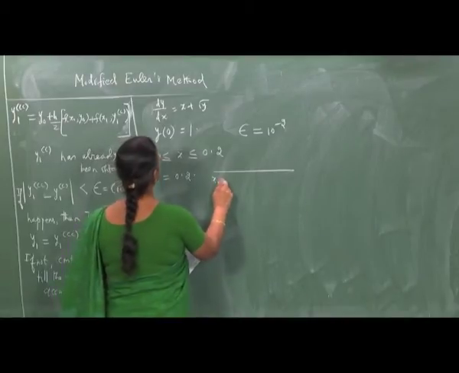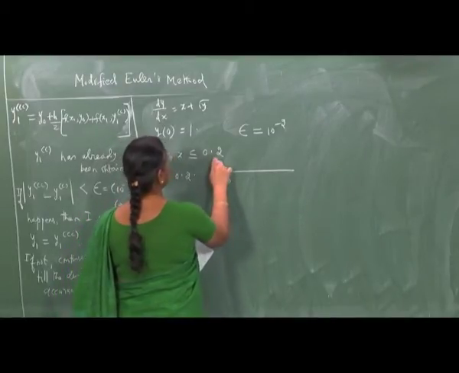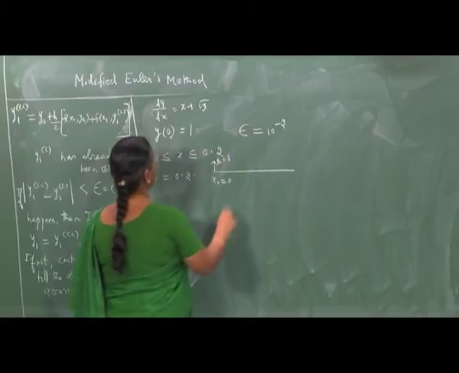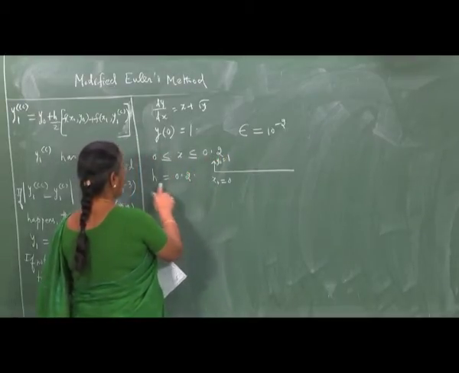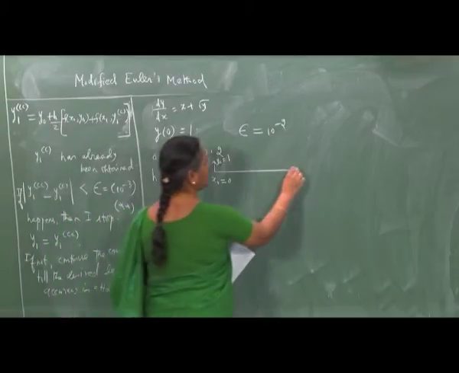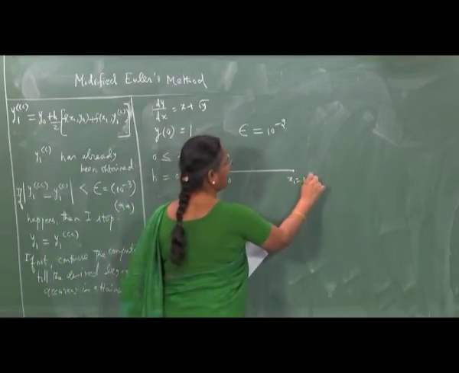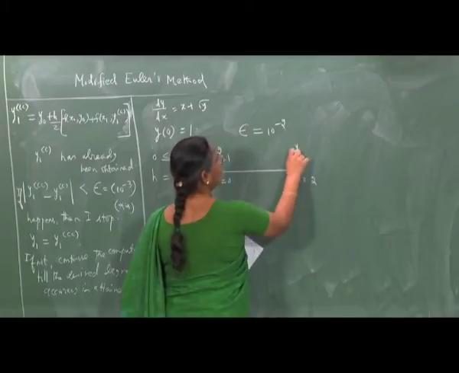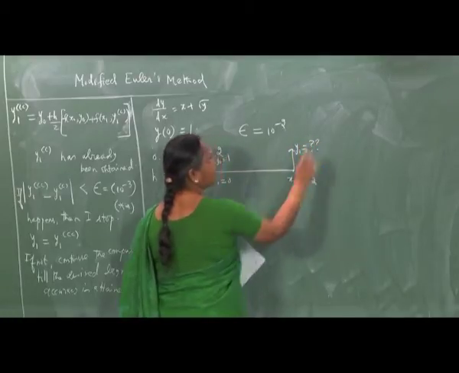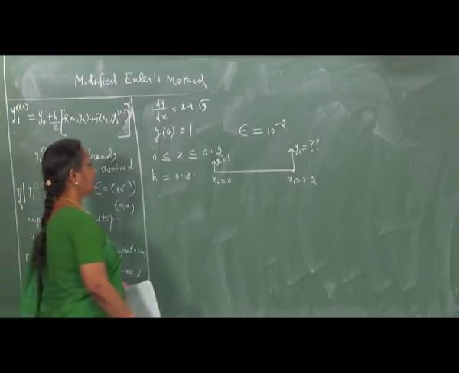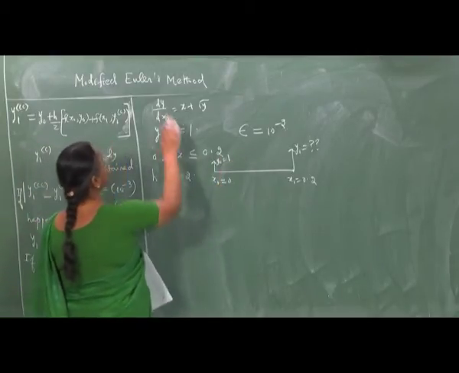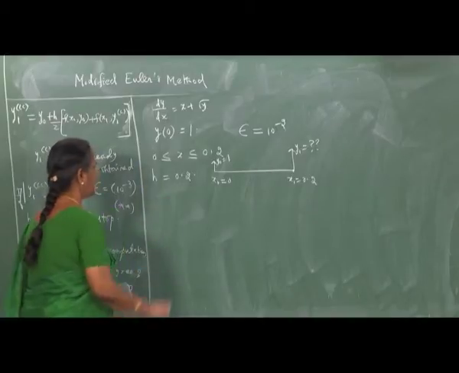x naught is given to be 0, at which y naught is 1. We are asked to get the solution at point 2 and the step size is 0.2. So, x1 is 0.2 and the solution at x1 is required, correct to the desired degree of accuracy. And we are asked to use modified Euler's method.